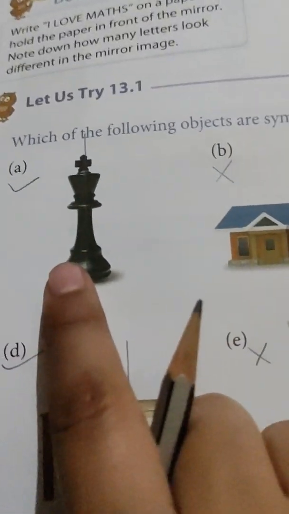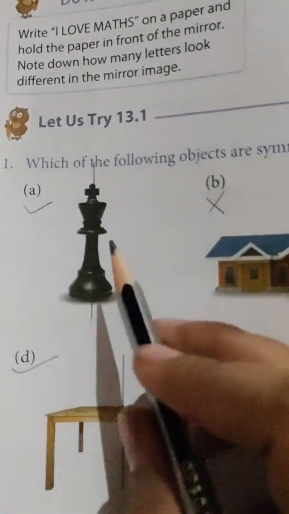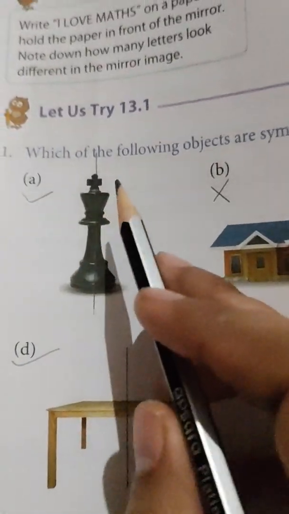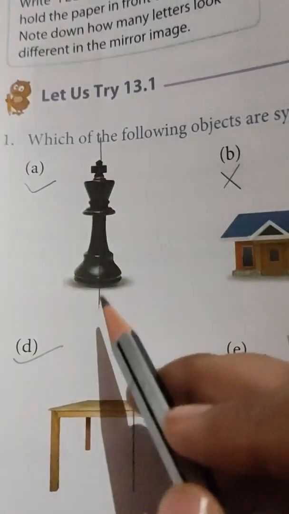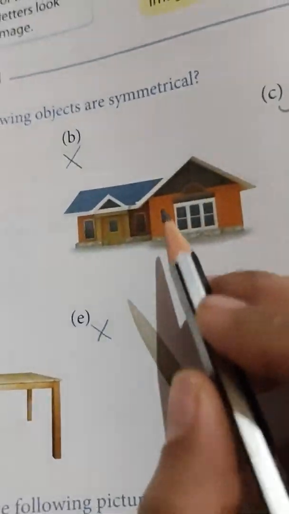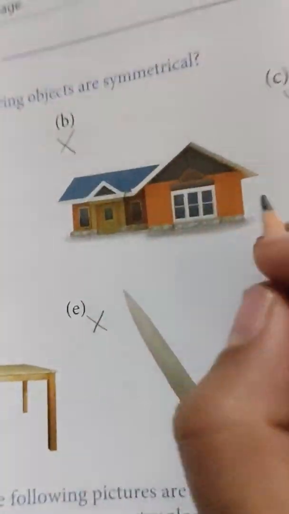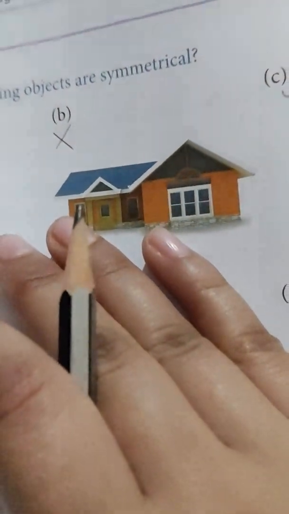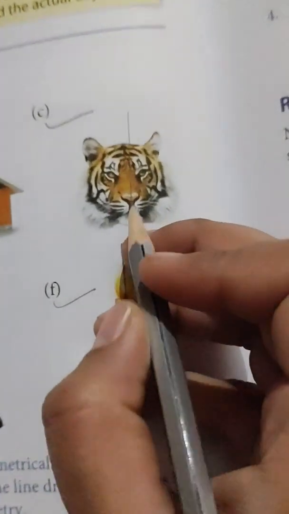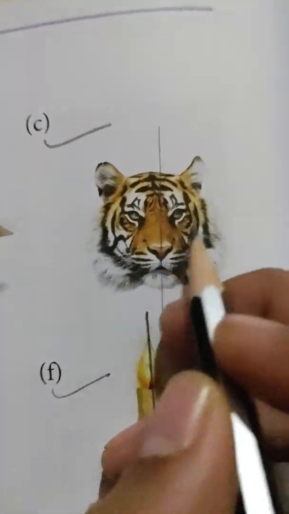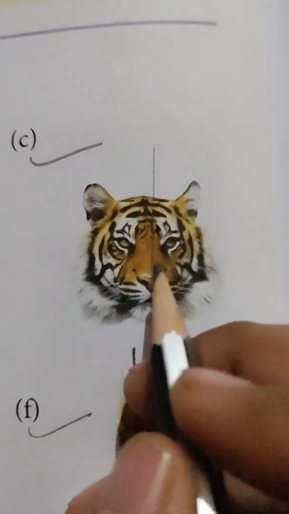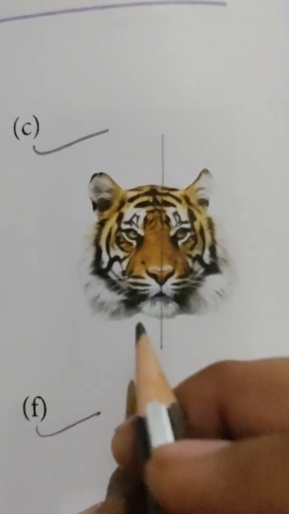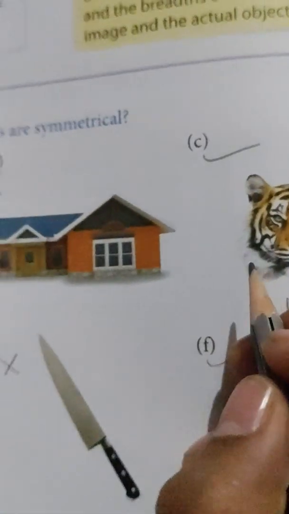Which of the following objects are symmetrical? Firstly, he is asking which of the following objects is symmetrical. Now this one, you can fold this object like this, so you can have one line of symmetry, so it is a symmetrical shape. You cannot fold the house in any way so that it covers the other part properly, so this is not a symmetrical shape. This picture of the tiger, as you can see, the print is given actually the similar one. There is no difference in the prints also, so this is also a symmetrical shape.